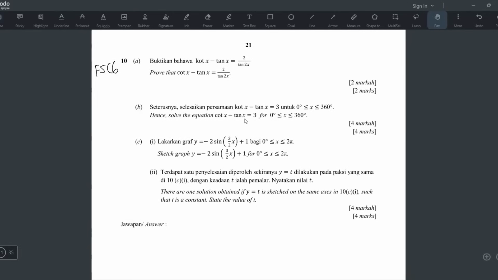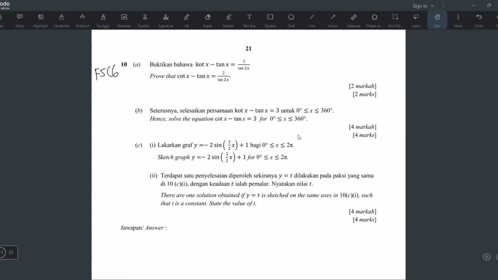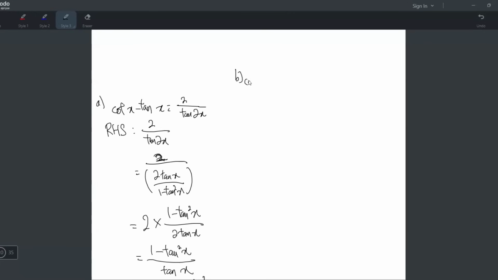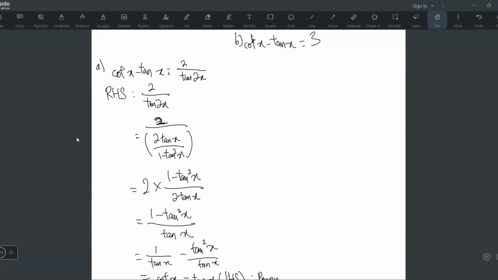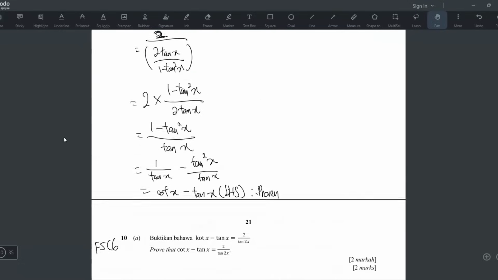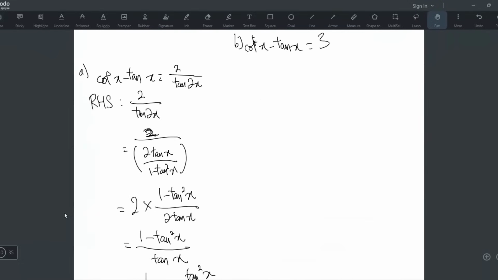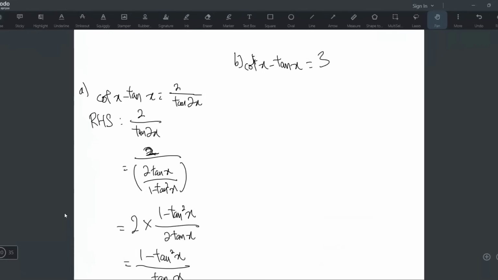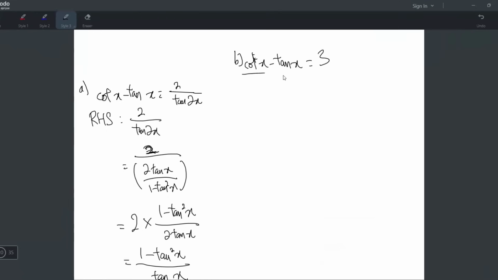Okay, B. Hence solve the equation cot x minus tangent x equals 3 for x between 0 and 360. So cot x minus tangent x equals 3. The answer they want is between 0 and 360, no problem. So this one you have to find x. How to find? You realize that cot x minus tangent x is the same as here. That means I can change this whole thing to 2 over tangent 2x. So I can straight away write 2 over tangent 2x equals 3. I recommend you to change it also, because after you change it, it becomes easy to find x.